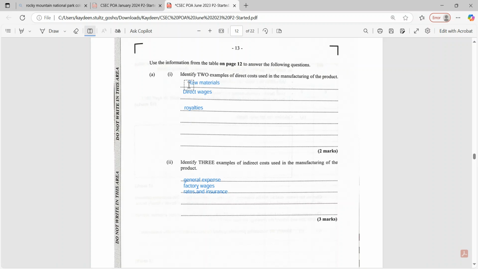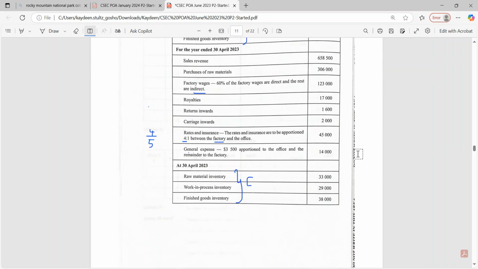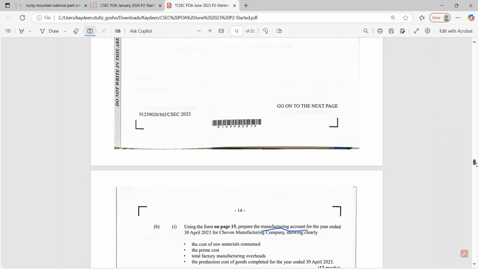Identify 3 examples of indirect costs used in the manufacturing of the product. And they would have made sure that they told us some of the items that are indirect. So they said that some of factory wages is indirect. They said that we have rates and insurance, and they also said that we have general expense. So those are indirect expenses in the business.